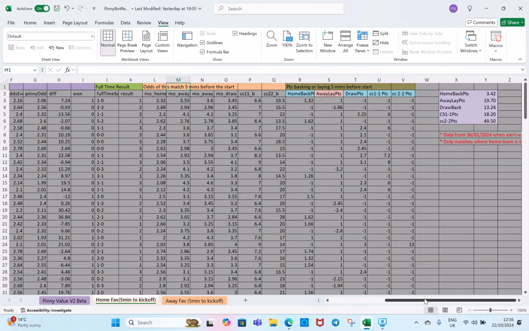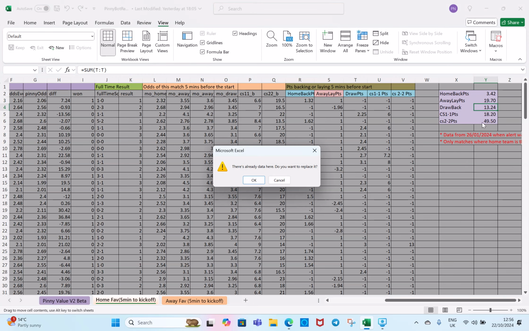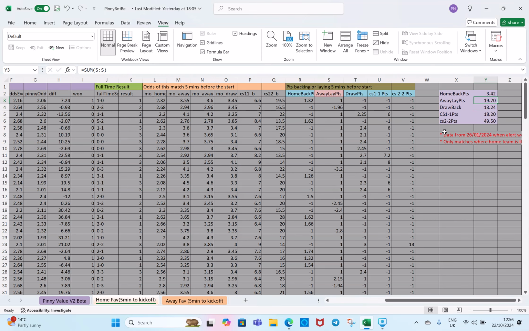And what we found, laying the away side is the best way. So say if we've got the home favourites, and it says back the home, well, lay the away side, that's produced 19.7 points. But also back the draw, and look at this, back the draw plus 13 points. 1-1 plus 18 points, and 2-2 plus 49.5 points.